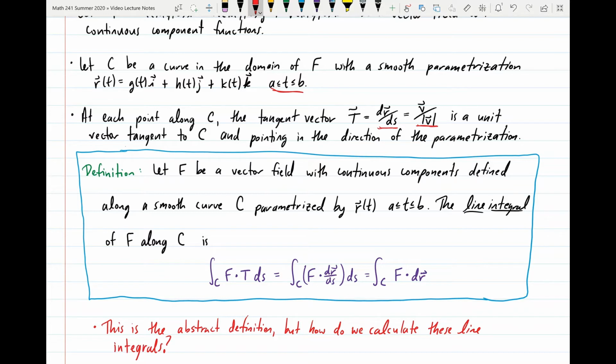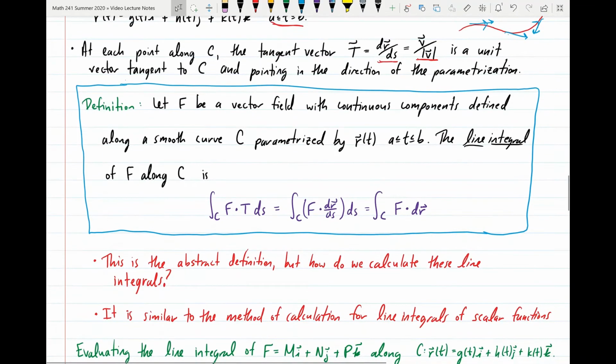So what do I mean by in the direction of the parameterization? I mean that as we trace out a curve in space or in the plane with respect to our parameter t, we're going to be moving along the curve in a certain direction. So we can give the curve an orientation like this. And when I say that T points in the direction of the parameterization, I mean that it points in the forward direction along the curve. So the tangent vector is always going to point this way. It's not going to point this way. Okay? And now we can move on to our definition here.